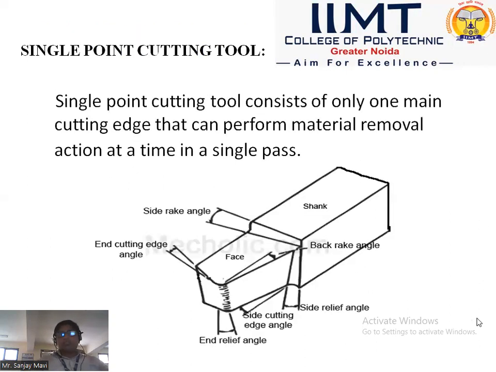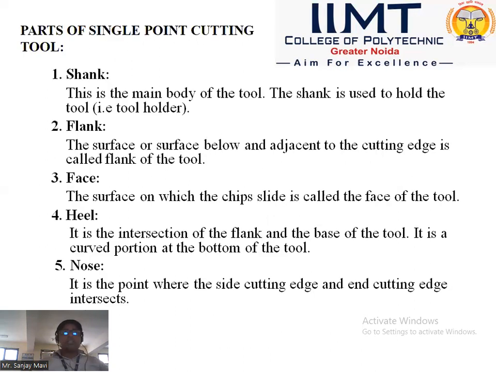In this figure, this is the shank of the single point cutting tool. This is the face. This surface is the flank, and this is the heel of the cutting tool, and this is the nose of the cutting tool. Now, what is shank? Shank is the main body of the cutting tool. This shank is used to hold the tool in the tool holder.